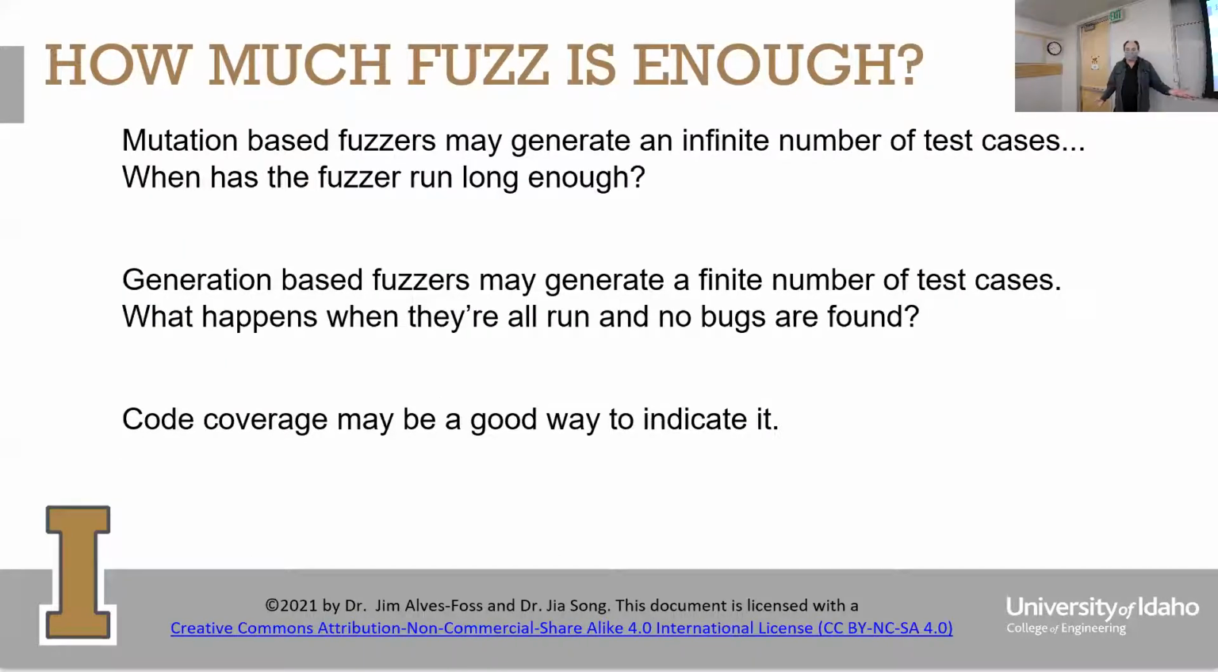So how much fuzzing is enough? Well, mutation-based fuzzers may generate an infinite number of test cases. When has the fuzzer run long enough? Generation-based fuzzers may be limited and give a finite number of test cases. What happens when they're all run and you didn't find any bugs?